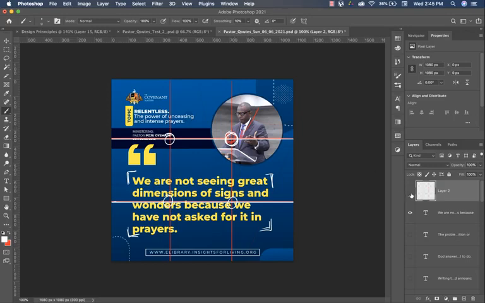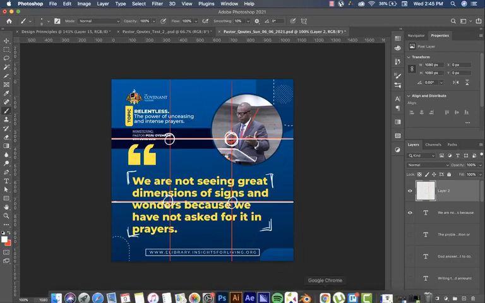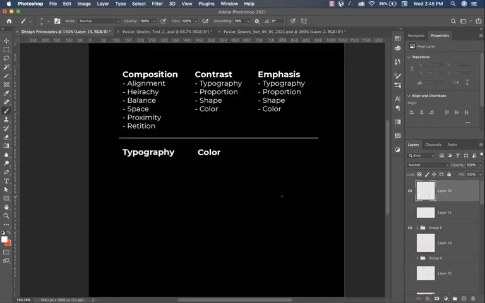Okay, so that's that for this composition talk. We're going to move on to the next thing, which is going to be alignment.